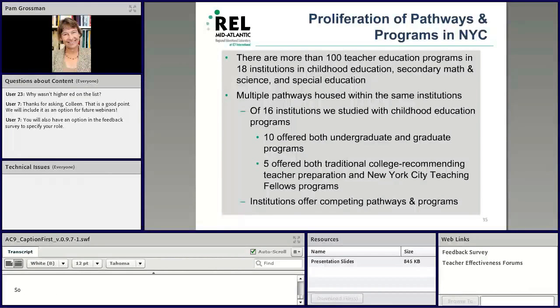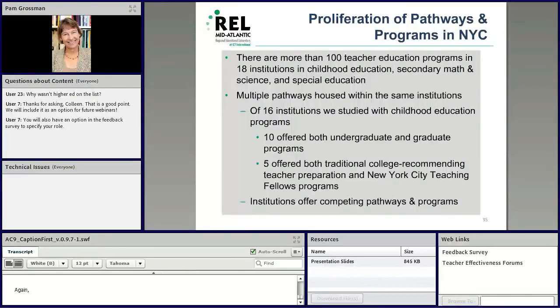There are more than 100 teacher education programs in the 18 institutions that we were studying in New York City, and the numbers seemed to grow every time we turned around. We identified 18 higher education institutions that prepared the majority of teachers for New York City schools, focusing particularly on elementary education, secondary math and sciences, and special ed. I want to focus specifically on elementary education today.